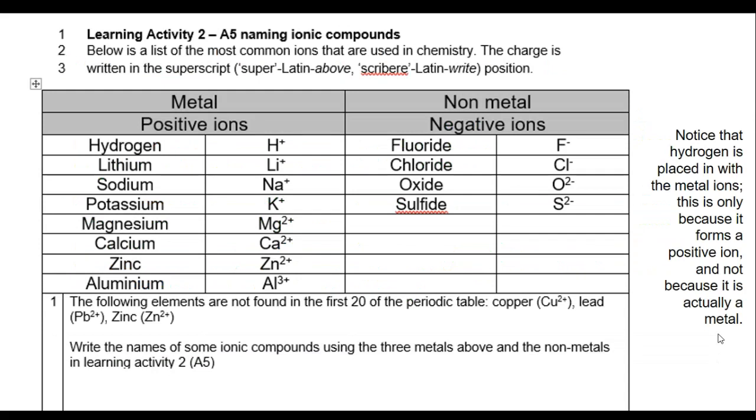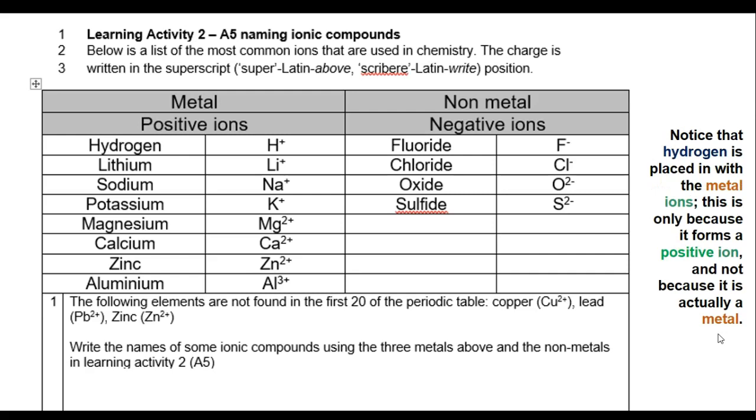So here we have our table of different types of ions. On the left we've got metal positive ions. Notice that hydrogen is part of that table when it's not actually a metal. That is because it forms a positive ion. So even though it's not a metal, it's the exception. It still forms a positive ion even though it's a non-metal. On the right you then have the non-metals that form negative ions.